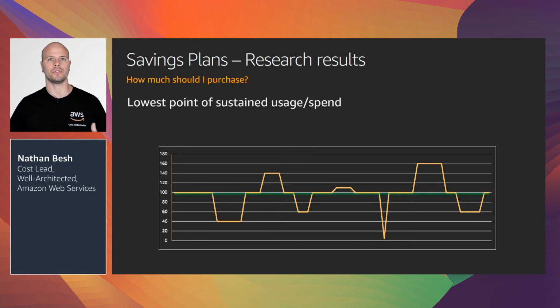That will give you the cheapest overall outcome for that very specific usage. But your usage may change. So you look for the lowest sustained point. That's going to be the lowest point, but it's a very short spike, so you ignore that. That's going to be your lowest point of sustained usage. That's what you should select when purchasing recommendations of savings plan or reserved instances.